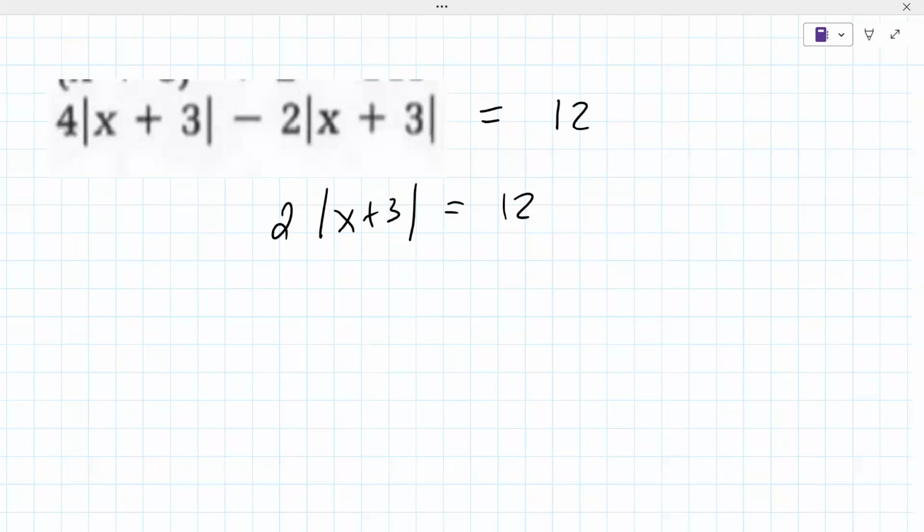I got x equals 3 and x equals negative 9. All right, you're doing really well here. Let me put a more challenging problem in front of you.